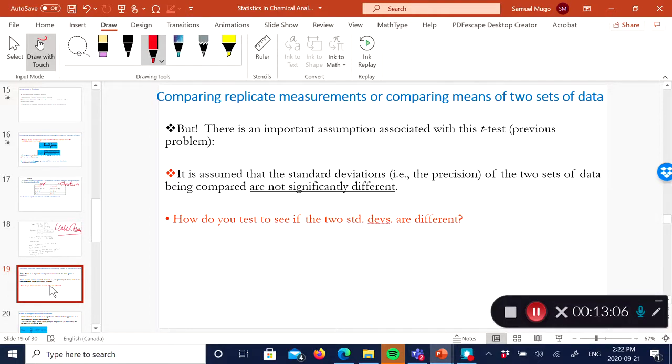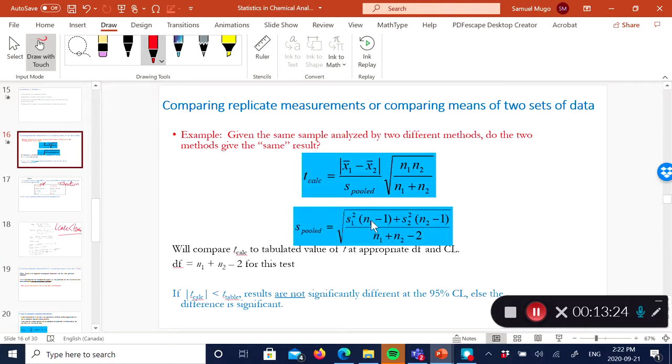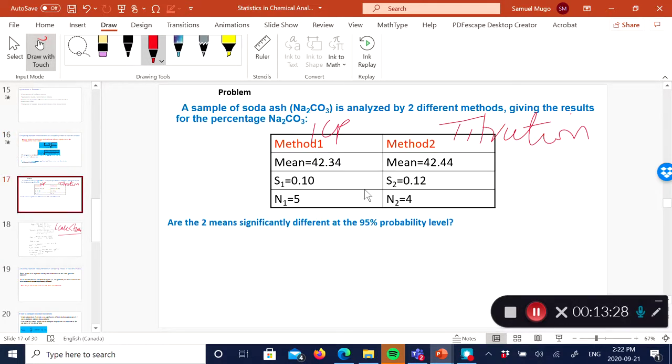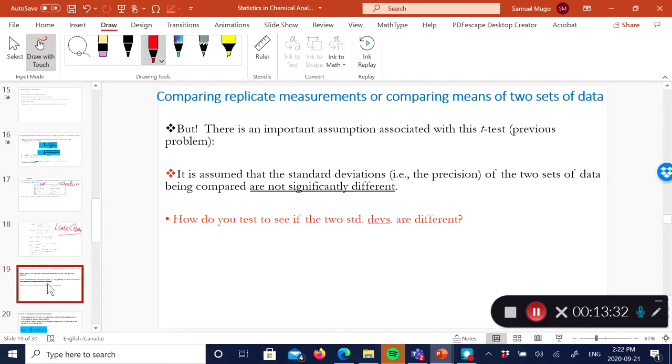Now, in that problem that we just solved, we've assumed that the variances between the two methods are very similar. Now, that's not always the case. And so probably you should have first tested, are these two variances actually any different? Okay. And how do you do that?